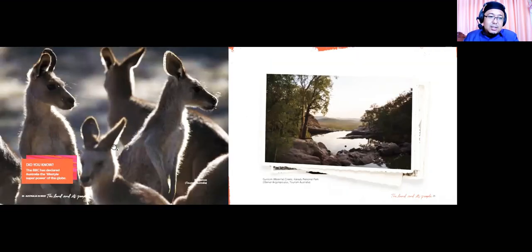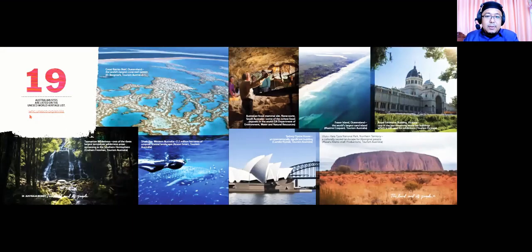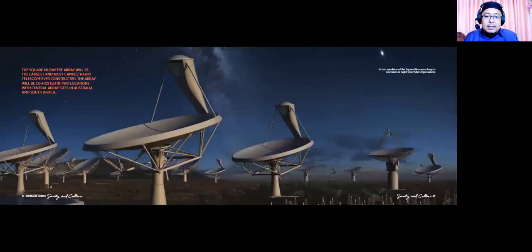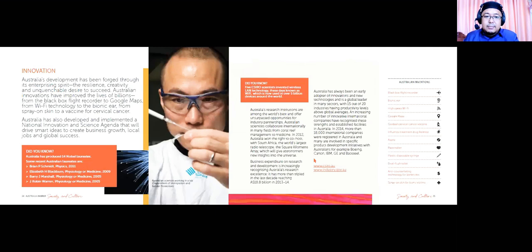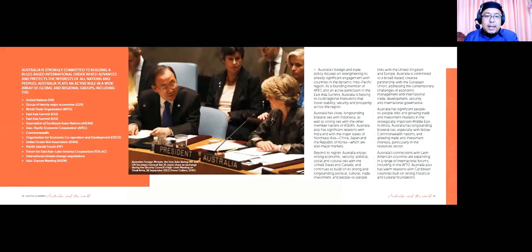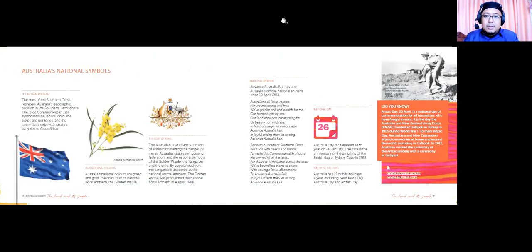This is the sweet and cute kangaroos. We will talk more about this in further detail, and right after this one, I will explain it in part two.